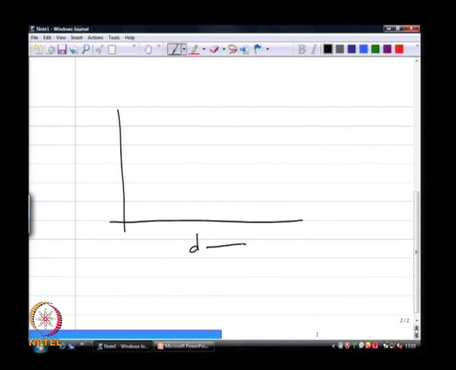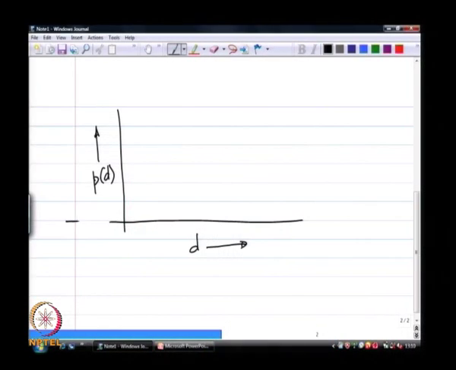So, generally speaking, what would you expect the graph to look like? Let us draw some simple features. The first limitation is that the drop size cannot be less than 0, correct? So, on the left hand side of the graph, the probability density clearly has to be 0.